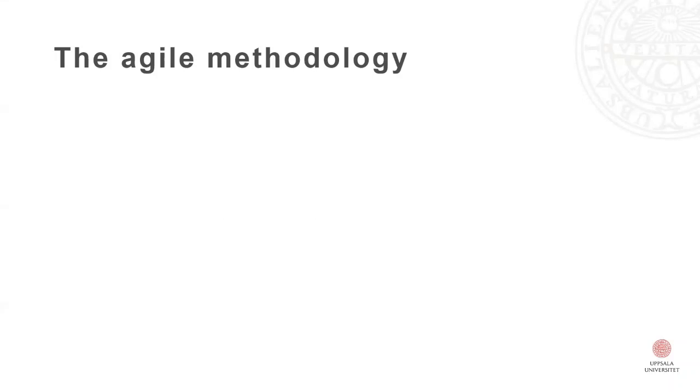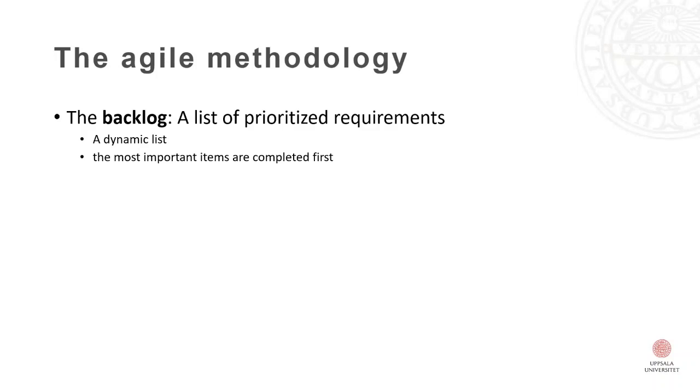Let's see how this methodology works. In this methodology, we have the notion of backlog. Backlog is simply a list of prioritized requirements. This is a dynamic list, and the most important items are completed first. You remember in the waterfall methodology, we also had a list of requirements, but this list was a fixed list and it wouldn't change. But you see here, a backlog is dynamic. It can change. Items can be added to it, and they can be removed from it.